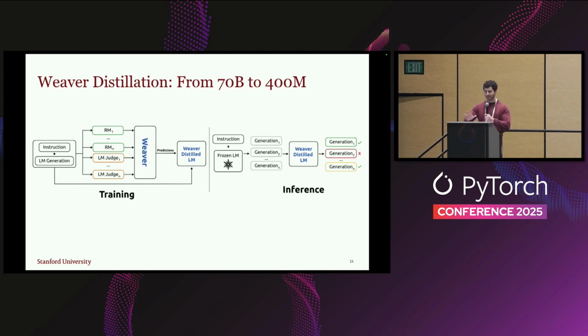Here's a diagram of how it works. For training this Weaver distilled model, you run all of these different RMs, you run all of these different LM judges, use Weaver to aggregate their scores, and then use these predictions from Weaver to distill the model and condition on the instruction plus LM generation. So given any LM instruction and the generation from that LM, Weaver distilled can then score it and use that for the verification process. This allows you to skip running all these verifiers at inference or in some sort of online setting, which can be really useful.